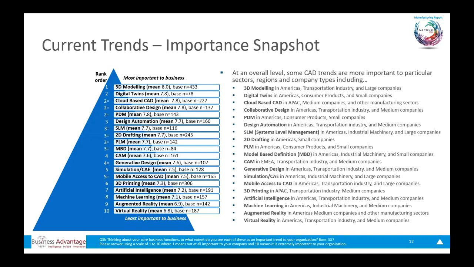Overall, as we can see from the chart, 3D modeling, digital twins, cloud-based CAD, collaborative design, and PDM are some of the most important technologies or trends to businesses at the present time. Some CAD trends are much more important to particular industries or geographies or sectors or people, different levels within organizations. And so as you look to the right, there is a very brief summary of some of those differences for each of the trends. Next slide, please.